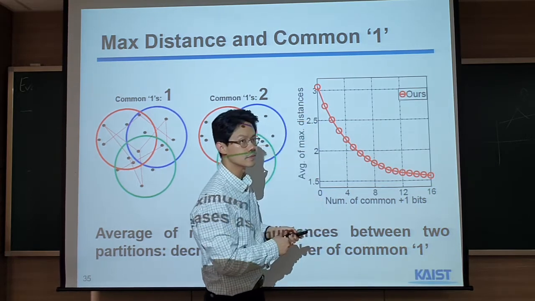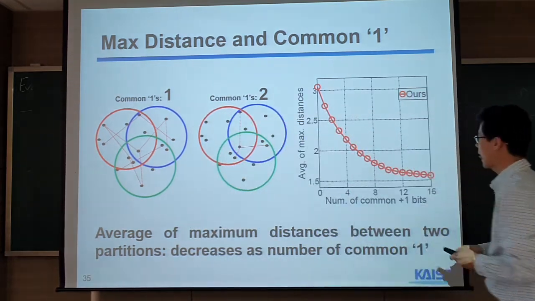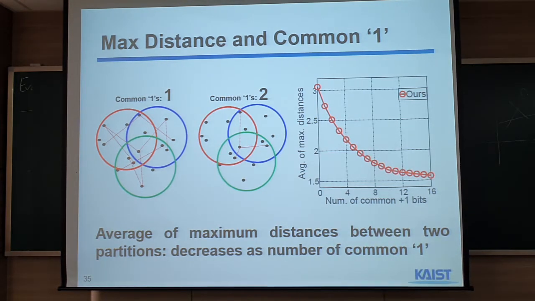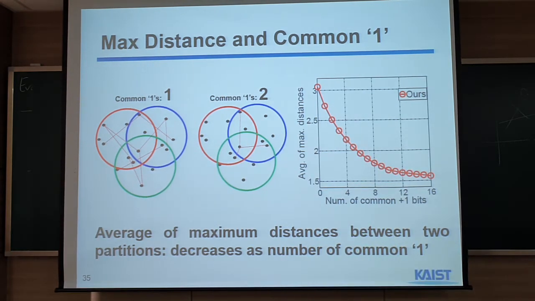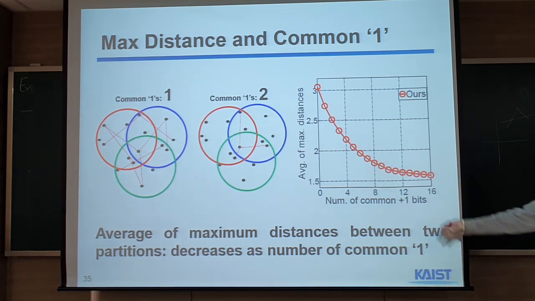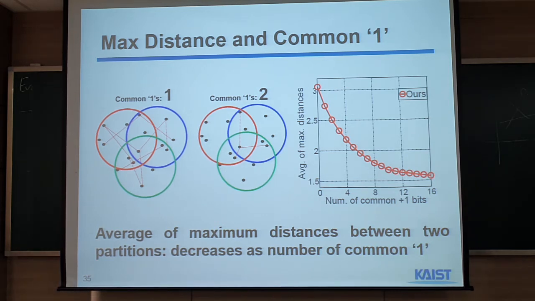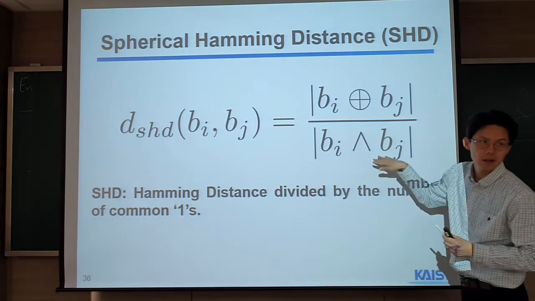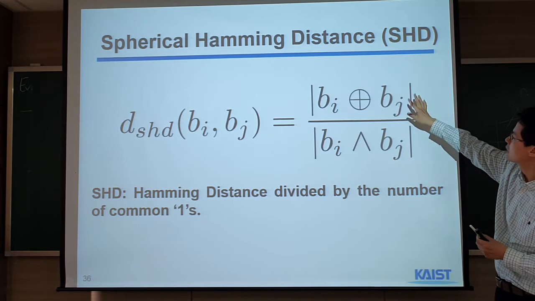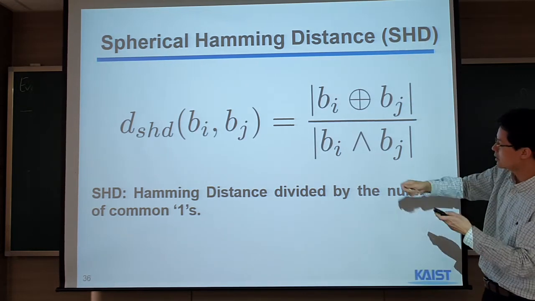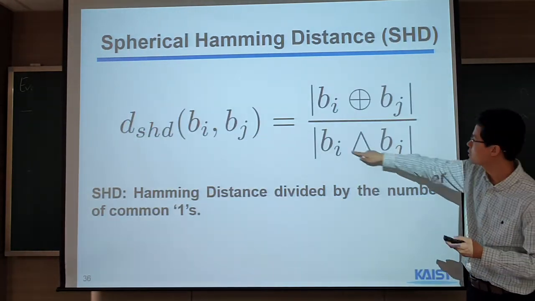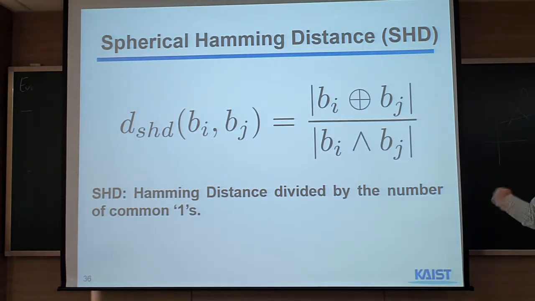So you mean the more common ones we have, the distance will be smaller? Yes. Basically their distance drops down in this shape. So to consider this fact, we have this term, right? Yes. Even though it's the same, it's not linear, right? So that's why we have this kind of factor, to follow that property.